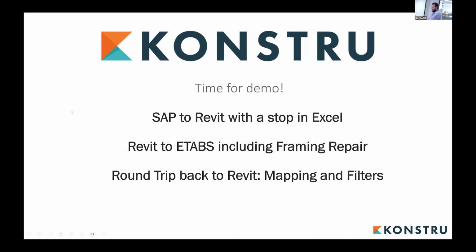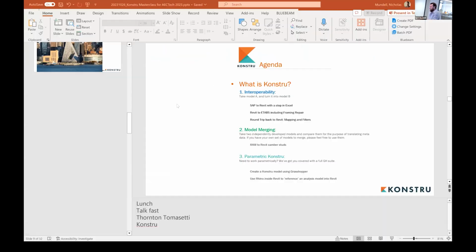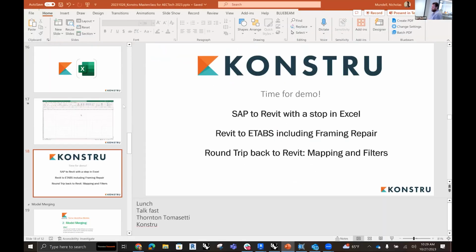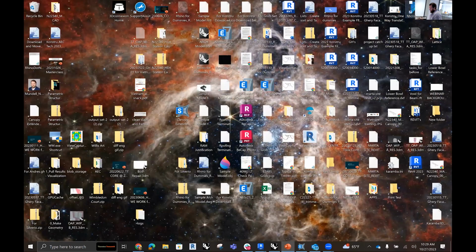Okay, so with that said, I think we'll start with the Revit to ETABS framing repair round trip, and we'll finish with the SAP to Revit with a stop in Excel. Before I get going, are there any other questions I can address?